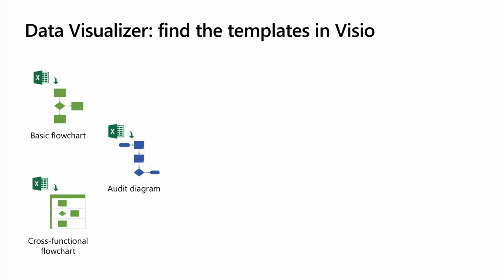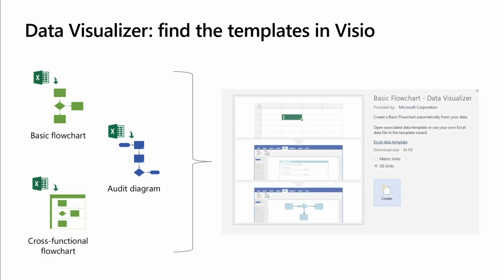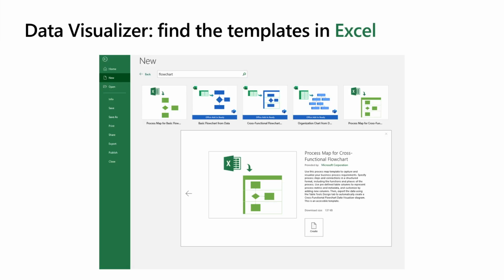There are some templates that are provided both in Visio and in Excel, and that can help you get started. There's one for creating flowcharts, one for creating cross-functional flowcharts or swim lane diagrams, and one for creating audit diagrams. Each of those has a corresponding Excel template that goes along with it and is shown here. If you go to Excel and the File New page and search for, say, flowchart, you'll find the templates for cross-functional flowchart and flowchart. You'll also find some add-in ready templates that Amit just talked about. And now let's go over to a demo to see how to use them.